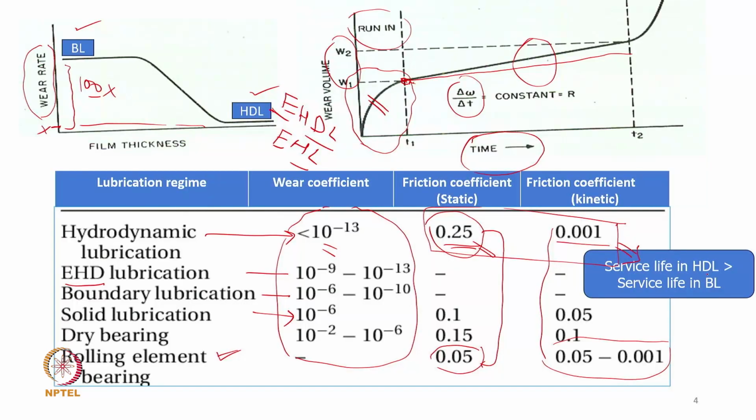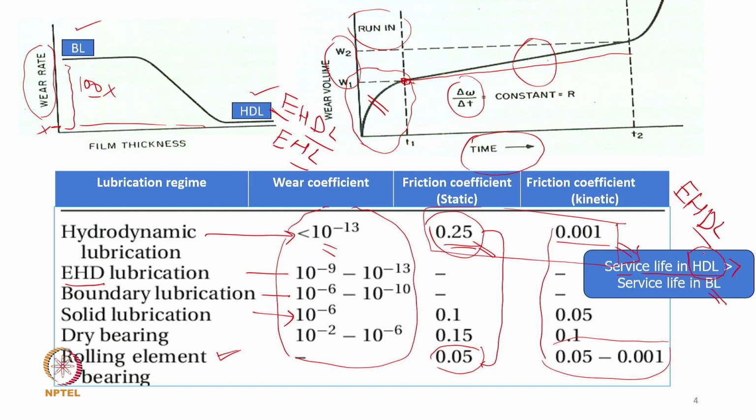And with this data, I can say that service life in hydrodynamic lubrication naturally will be much higher. Even I can say higher and higher, much greater than service life in boundary lubrication. So that's why the hydrodynamic lubrication is required. But again, as I mentioned, there is a friction limit. So we prefer to go with the elastohydrodynamic lubrication mechanism compared to HDL.